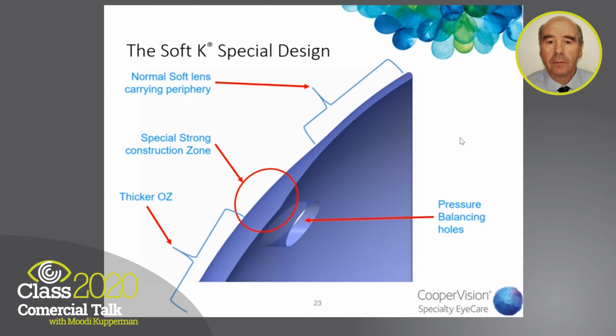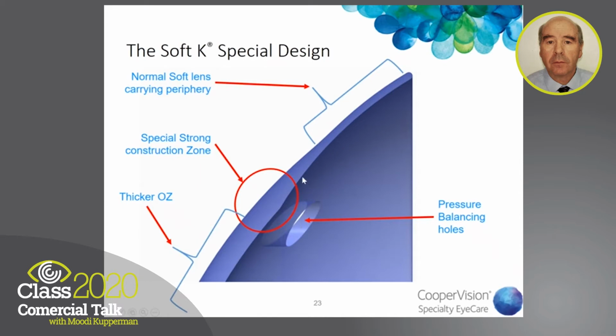Then we need a carrying periphery that will be like every other soft lens. The idea is that we have to take a thick lens and reduce the diameter in order to have more oxygen going into the cornea. So we did an edge very similar to the normal lenses. Therefore, we need to have a special lenticular area.